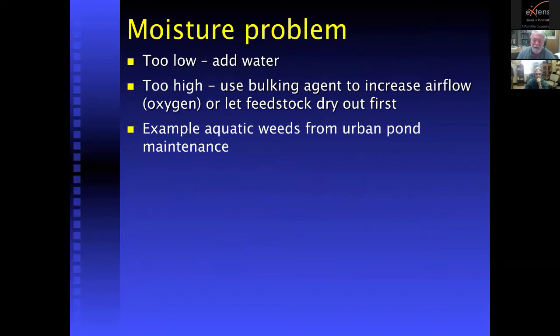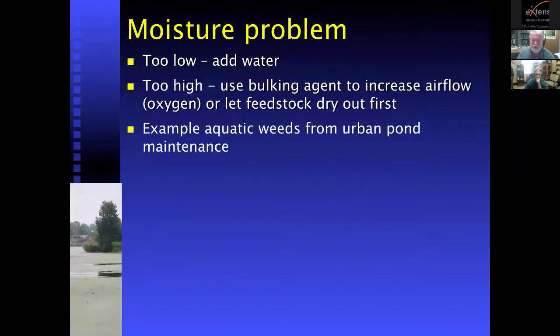One example of that is aquatic weeds from urban pond maintenance. In Columbia, Maryland, they have several 6 or so acre urban ponds, and the weeds grow hand over fist. They have actually contracted and purchased a pond weed lawnmower that cuts the weeds off and collects them. Well, to compost those things, they have to get a lot of something else, bulking agents.